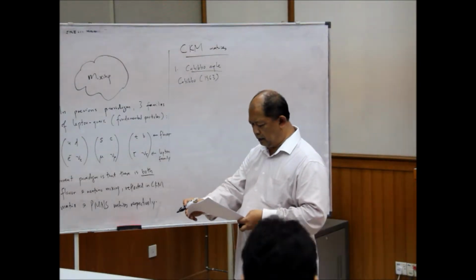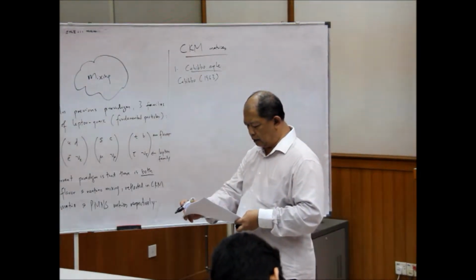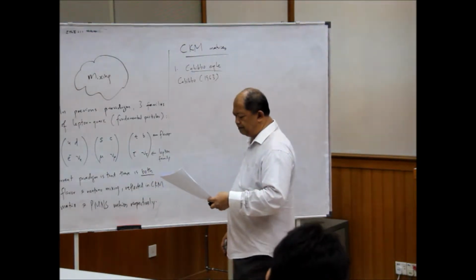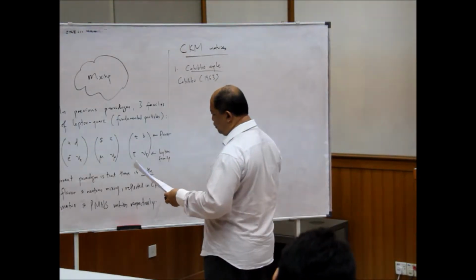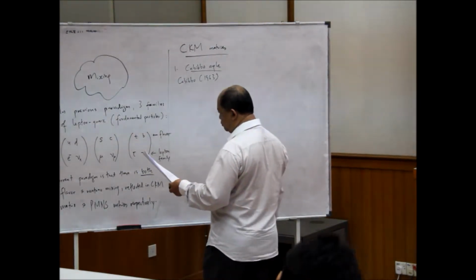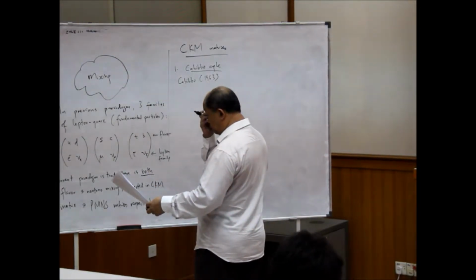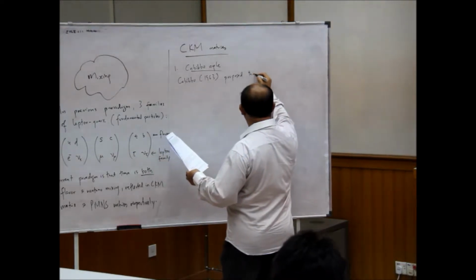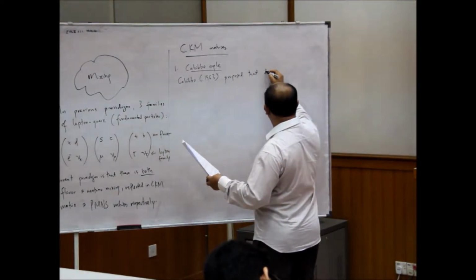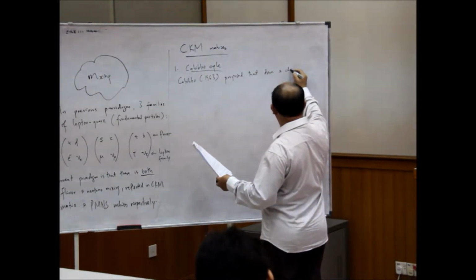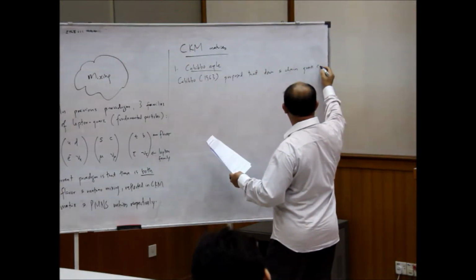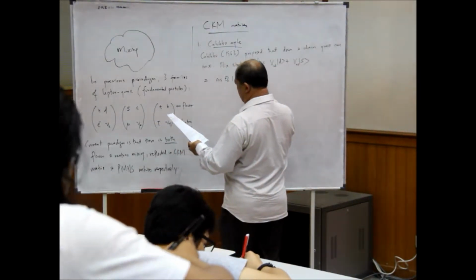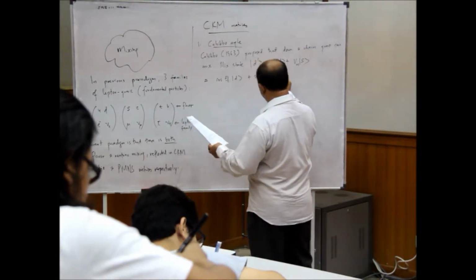proposed this already during that time, that there could be a mixing between down and charm. So he proposed that down and charm quark can mix: cos theta C D plus sin theta C S.